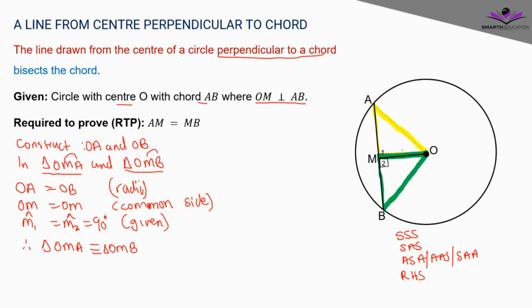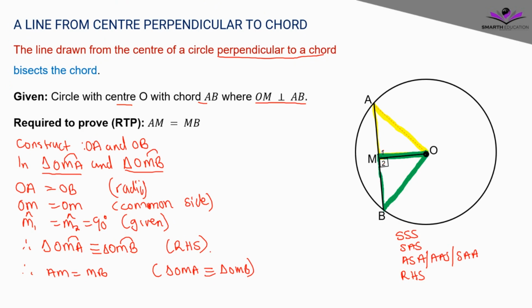So we've managed to prove that these two triangles are congruent. And then why are they congruent? Because of right angle, hypotenuse, side. Therefore, from this, we can conclude and say AM is equal to MB. Then what is the reason? We can say congruency, or just write that triangle OMA is congruent to triangle OMB. Okay, or write the word congruency is still fine.